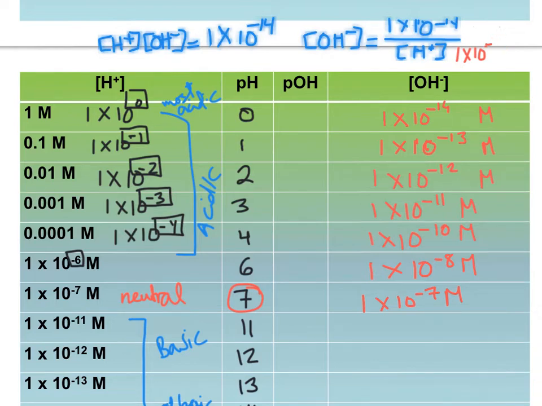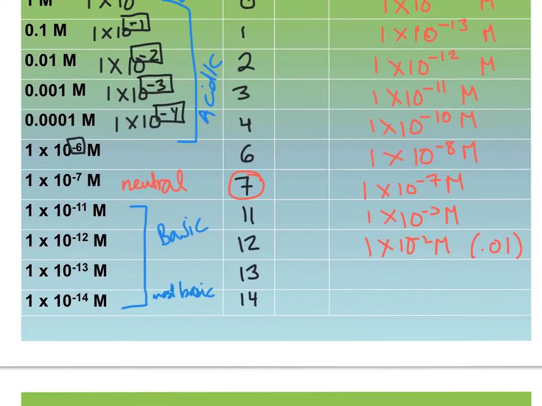Next one, -11th. So when you divide that, you get 1 times 10 to the -3rd molar. Next one is -12. So 1 times 10 to the -2nd, which is the same thing as 0.01. Next one would be 1 times 10 to the -1, right, which is 0.1. And this one would just be 1 times 10 to the -0, which would be 1 molar.